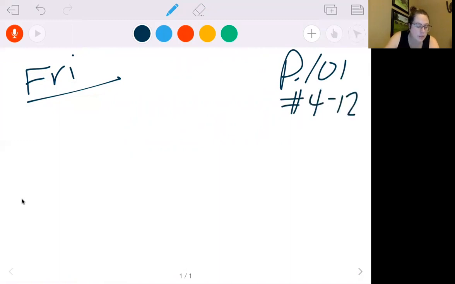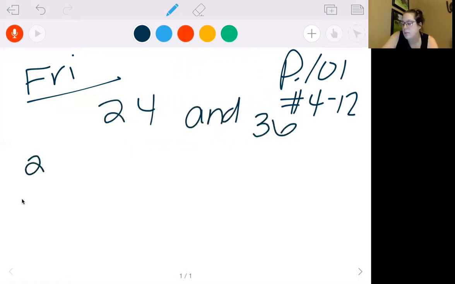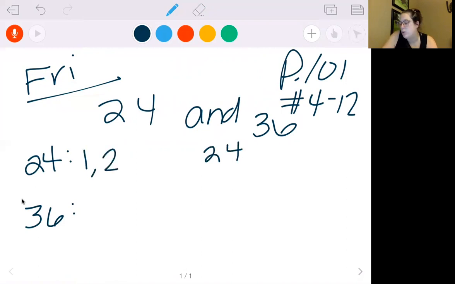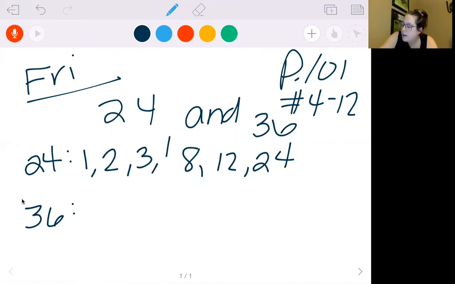So let's do a practice one. Let's do 24 and 36. I'm going to put 24, 36. I can do 1 times 24. 2 times 12. I'm going to move the 24 down. And I can do 3 times 8 and 4 times 6. So my factors for 24 are 1, 2, 3, 4, 6, 8, 12, 24.